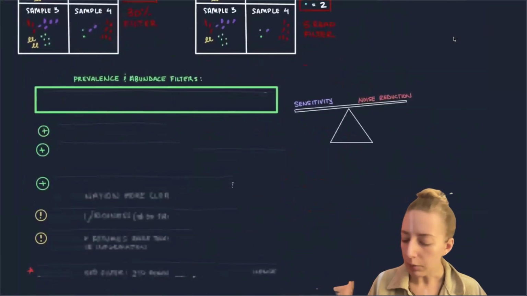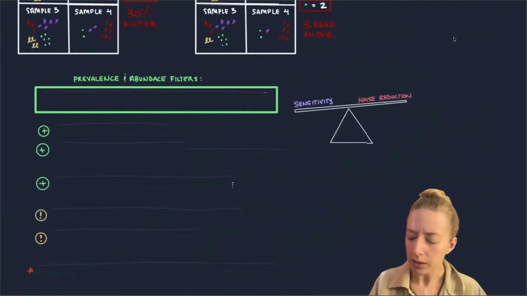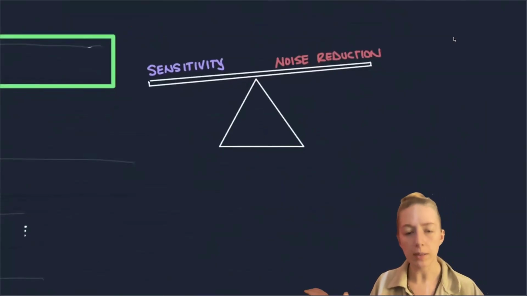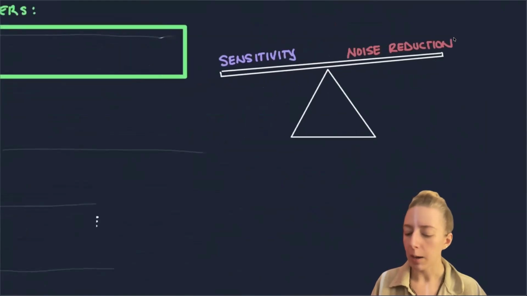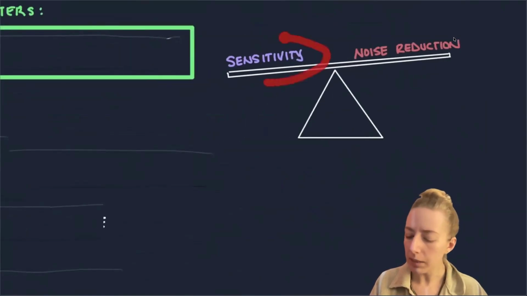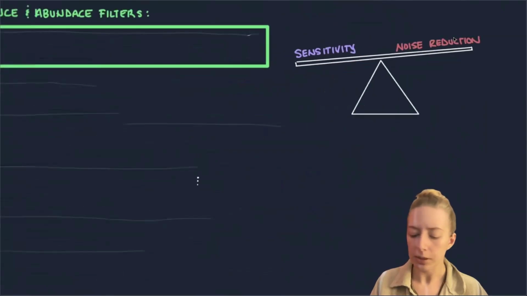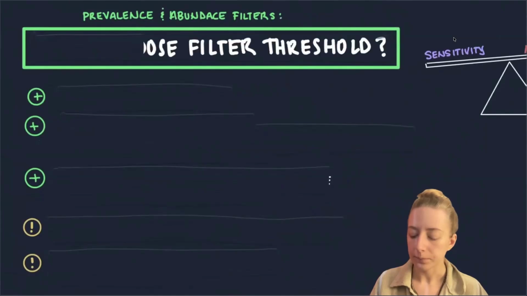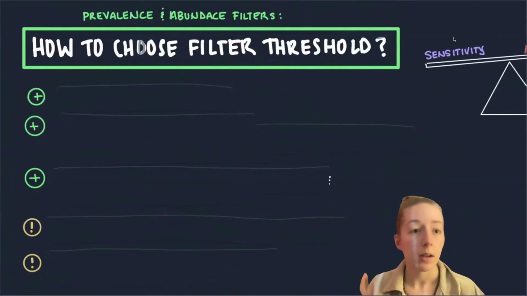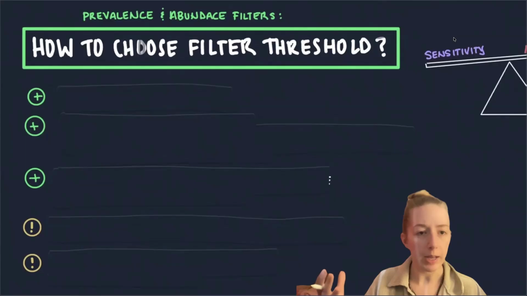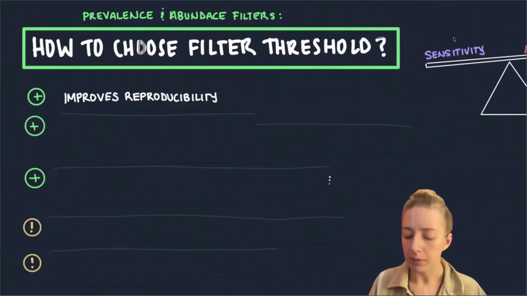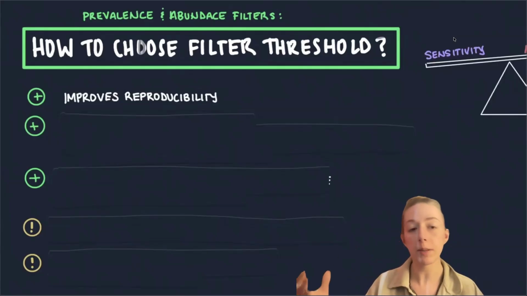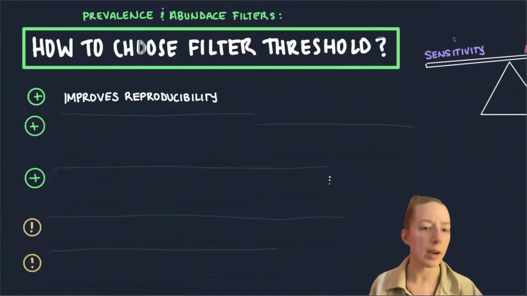Okay. So how do we apply this? How do we know how much to use? It's really going to be a balance between sensitivity and noise reduction, because ultimately what we're doing is reducing that noise. However, we still want to be somewhat sensitive to potential rare taxa if that's important to our research question. So how do we choose our filter thresholds? Well, there's some things to keep in mind that prevalence and abundance filtering helps us with. So it can help us improve reproducibility because it's reducing that noise of potentially rare taxa.